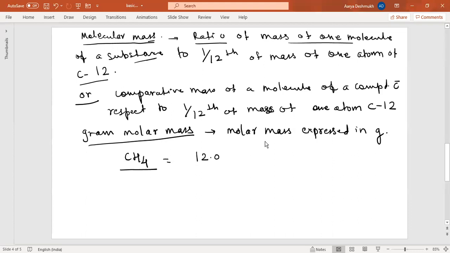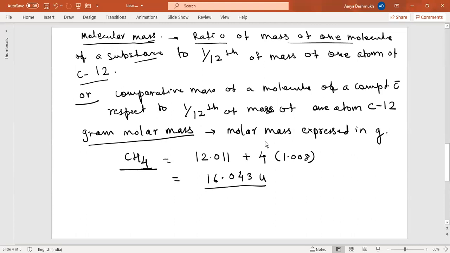So you can add up the atomic masses of this, 12.011. Since there are 4 hydrogen atoms, it has to be multiplied by 4 into 1.008. So if you add up this, you will get 16.043 u. That is the unified mass. So this is the molar mass or molecular mass of methane.